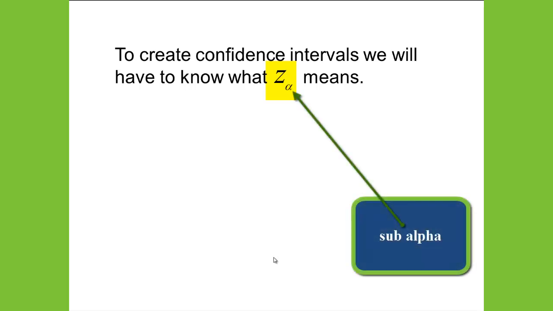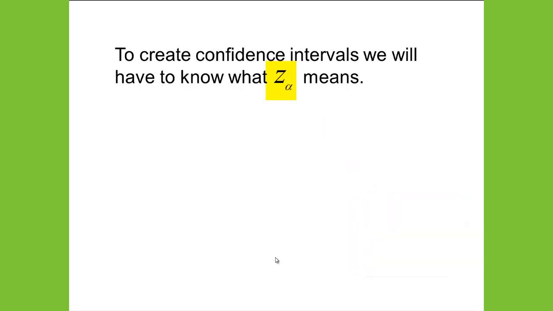Sub means that it's a subscript. That means it is lower and smaller, lower below the line, and a smaller text than the other normal lines. It does not mean Z times alpha. Let me say that again. It does not mean that Z is multiplied by alpha. It does mean that it is the Z associated with a particular alpha, where alpha is another variable that we will now use.